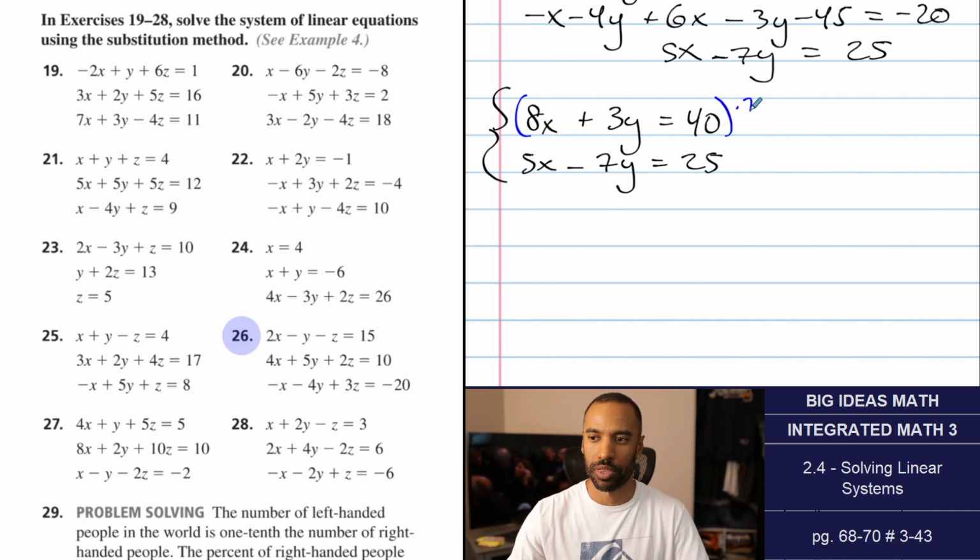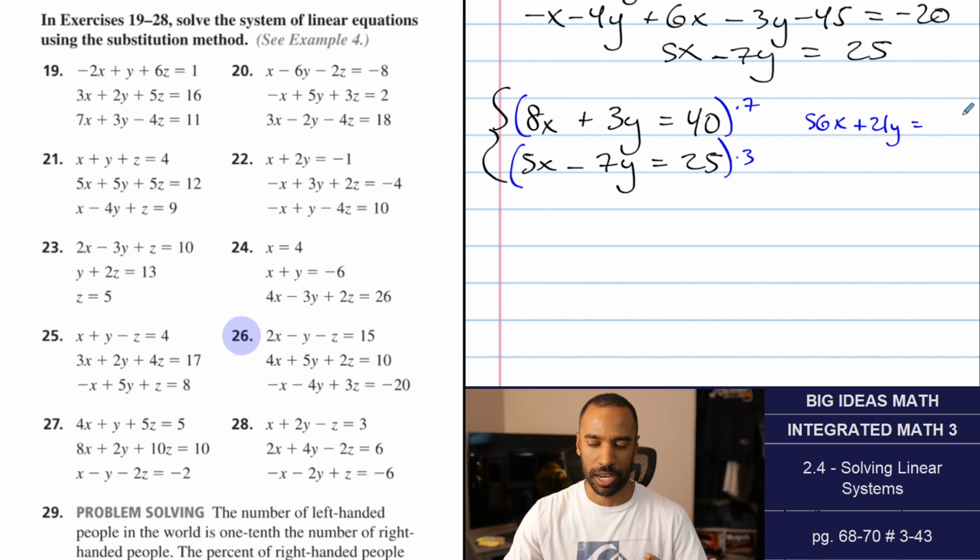So I'm going to multiply this whole thing by 7. I'm going to multiply this whole thing by 3, and we'll see what it looks like. We got 56x plus 21y. So I'm using elimination now, right? Equals 280. And here I get 15x minus 21y equals 75.